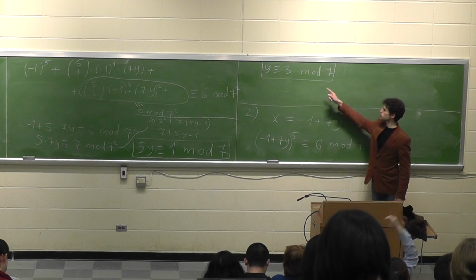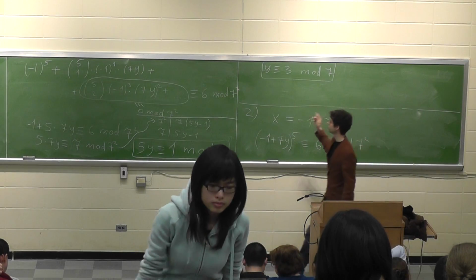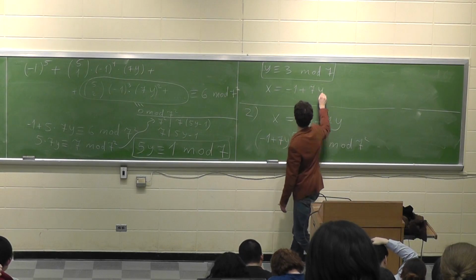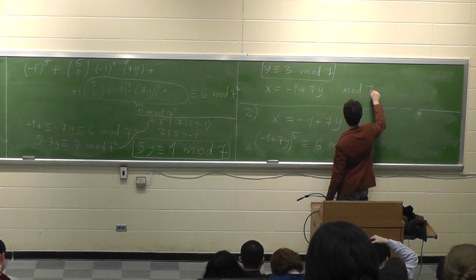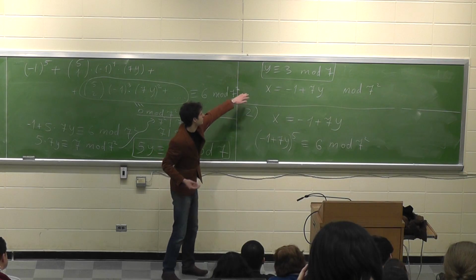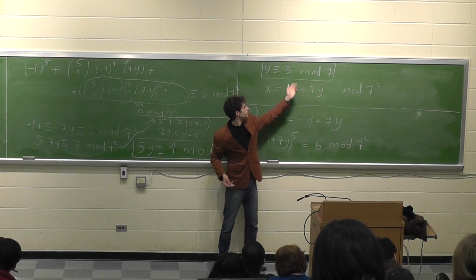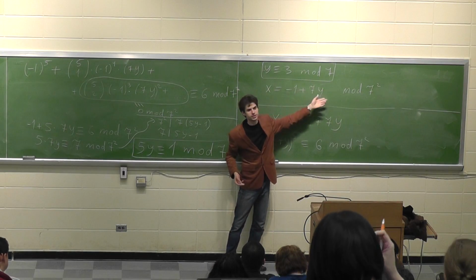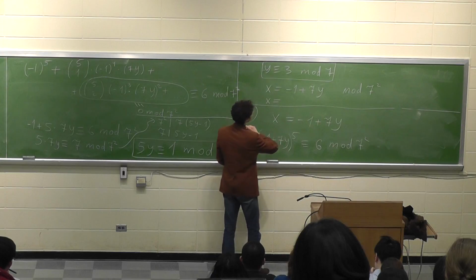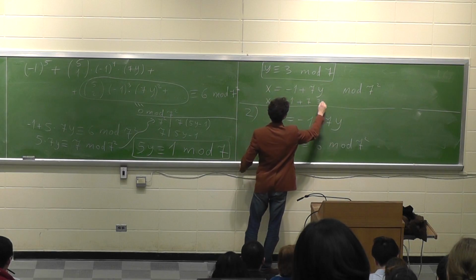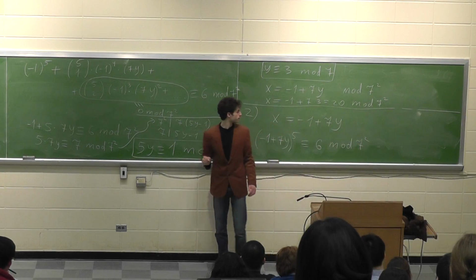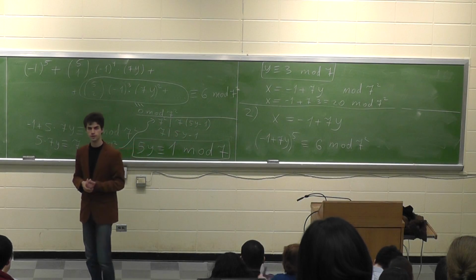Okay, so now I know that y should be 3 modulo 7, and let's recall what we know. I know that x is minus 1 plus 7 times y, and I want to find it modulo 7 squared. Well, that's basically it. I know that y is 3 modulo 7. If I add another multiple of 7 to y, it doesn't change 7 times y modulo 7 squared. So basically, x is minus 1 plus 7 times 3, which gives 20 modulo 7 squared.